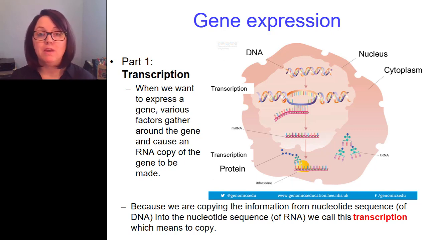Because we're copying information, we call it transcription. We're copying information from the language of nucleotides in DNA, and we're keeping it in the same language. It's still nucleotides, but in RNA. So we've just made a copy, or transcription, of this gene. This RNA copy will then leave the nucleus and go to the cytoplasm for the process of translation to occur.